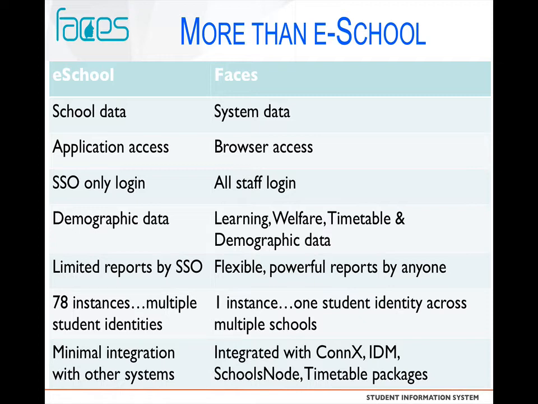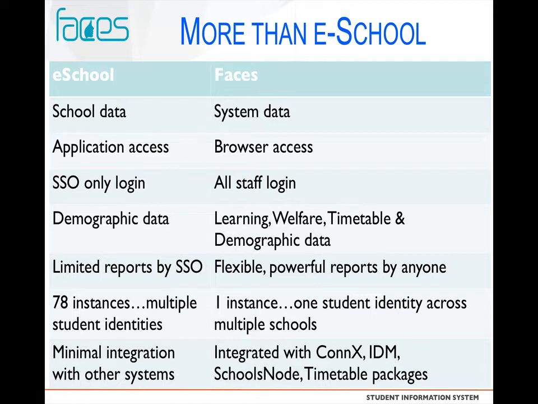First thing, data has always been owned by the school, whereas FACES, an enterprise system, it's system data. In eSchool, you need an application installed on your computer to access it, but in FACES, access it with a browser. eSchool, the only people who really log in, the school support officers, whereas with FACES, all staff can log in, anytime, any place. eSchool focused on demographic data about students. While that's also contained in FACES, it also includes learning information, welfare, timetable, and lots of other data. The reports in eSchool are really quite limited and only accessible by the school support officer, whereas the reports in FACES are flexible, powerful, and anybody can access and manipulate the reports.